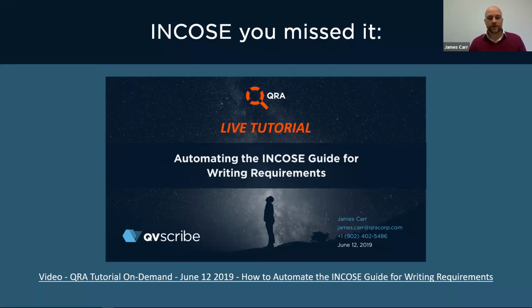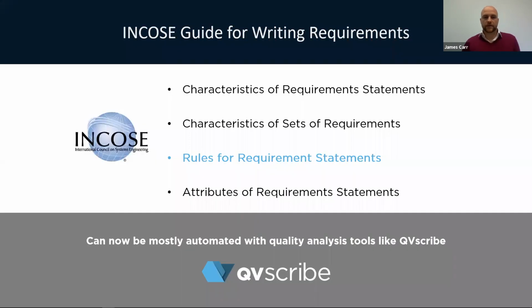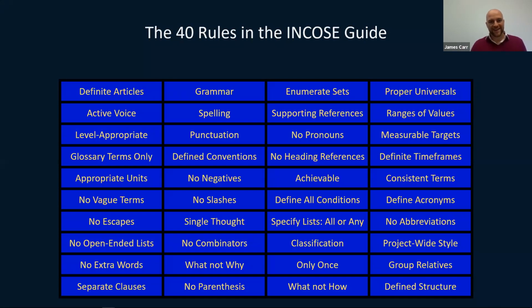I did a live tutorial earlier this year in June on how to automate the INCOSE Guide for Writing Requirements. That's more focused on how exactly QScribe works with those standards and those rules. So if you would like a copy of these slides, I can make sure you get a copy of that link as well, so you can check that out as we go along. But back to the INCOSE Guide for Writing Requirements. 40 rules, if I put them in really short form, it might look something like this. So it would be pretty simple.